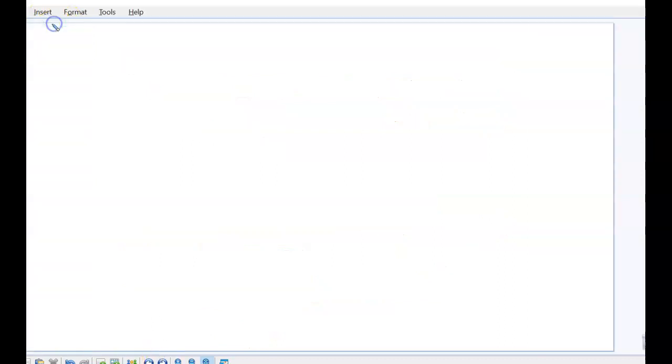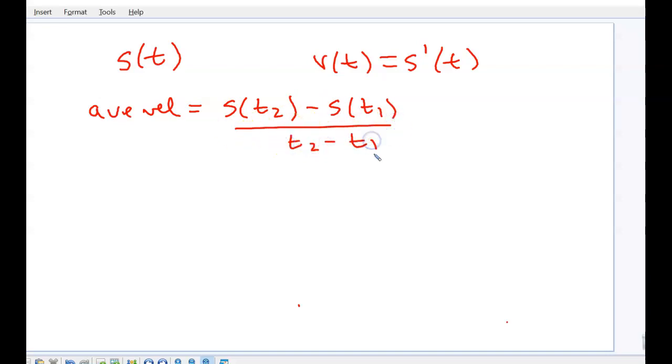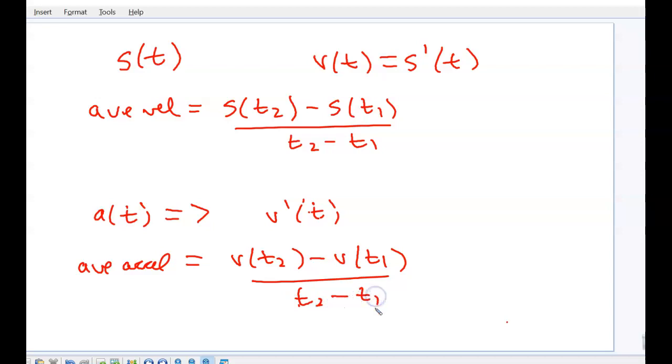Okay, so one thing to remember, if we're given position, for instantaneous velocity, I take the derivative of the position function. To find average velocity, I must be given 2 times, and I use a difference quotient with the position function. If I'm looking for acceleration, that's going to be equal to the derivative of the velocity function. For average acceleration, again, I'm going to need 2 times. It's going to be a difference quotient using my velocity function.